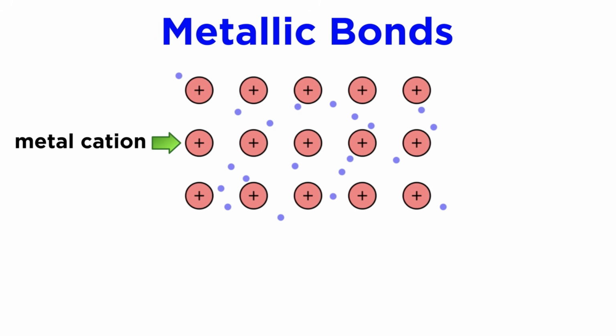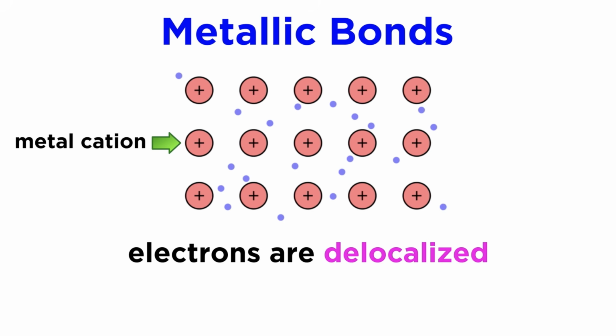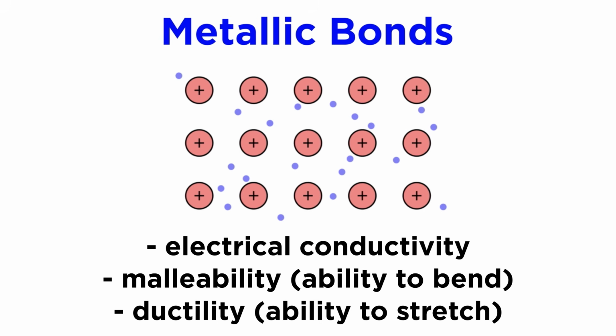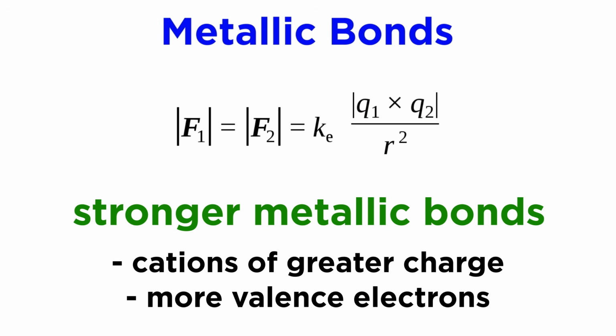We will think of a metal as consisting of positively charged metal cations, while their valence electrons are delocalized over the entire lattice, which means they are essentially free to move around within the substance. We still regard the atoms as being of neutral charge, but this other way of illustrating the particles helps us understand some of the properties of metals, like their electrical conductivity, as well as malleability, or the ability to bend, and ductility, or the ability to stretch. According to Coulomb's law, we would expect metals that form cations of greater charge to make stronger bonds, as will also be the case for metals with more valence electrons.